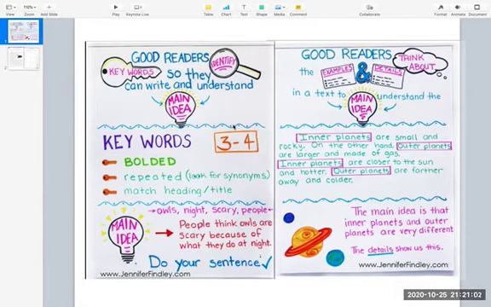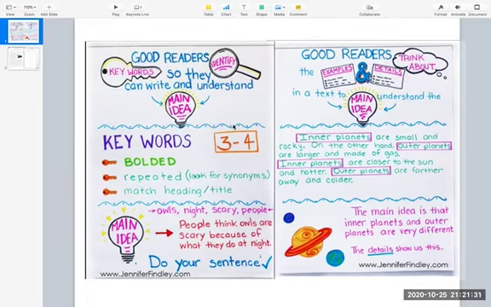Don't forget, scholars, our main idea isn't always stated in the text. We have to use information given and come to the main idea with the clues that we are given. So good readers identify keywords so they can write and understand the main idea. Keywords are bolded sometimes. Sometimes they're repeated or synonyms for them are used in the text. And sometimes they match the heading in the title, but not always.